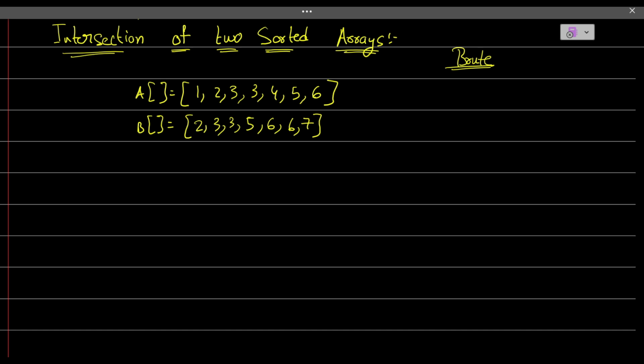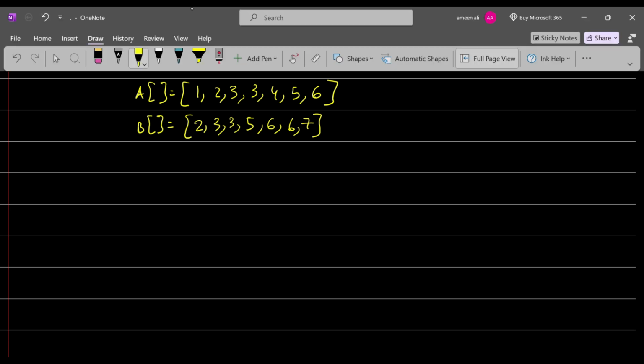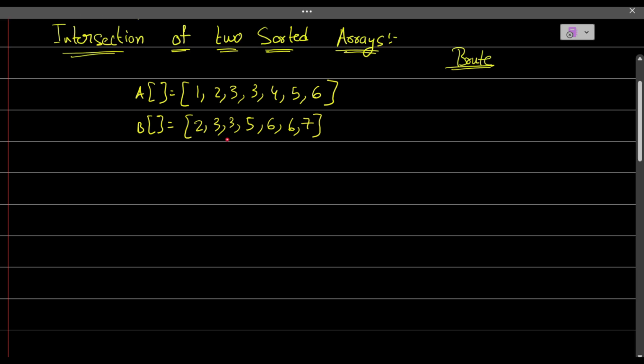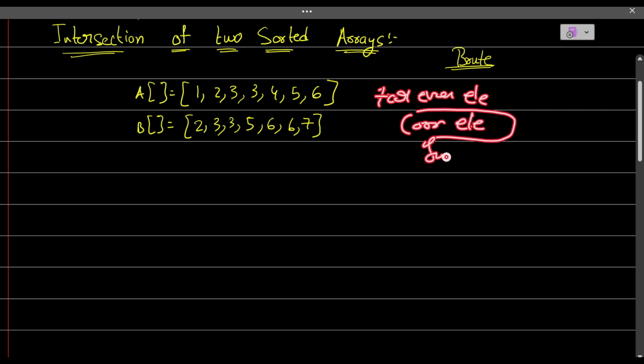So today we are going to learn the intersection of two sorted arrays. Let's just try to know what intersection is. Intersection means the element needs to be in both of the arrays, and for every element there should be a corresponding element. Then it is known as intersection.